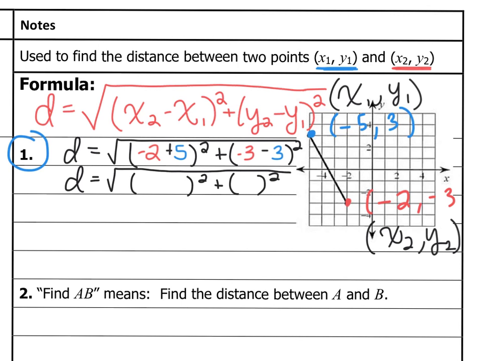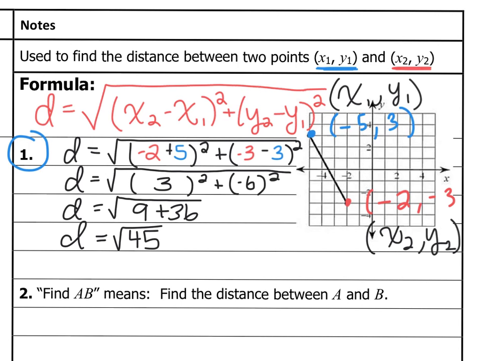So -2 plus 5 will give me 3. -3 minus 3 gives me -6. Three squared gives me 9. -6 squared gives me 36. So my answer is the square root of 45, which if you plug that into your calculator, it's approximately 6.71.